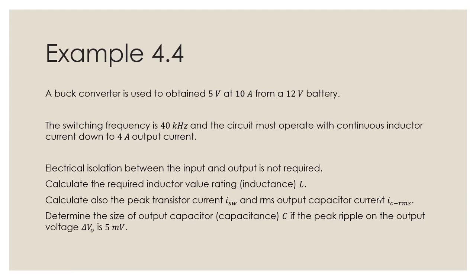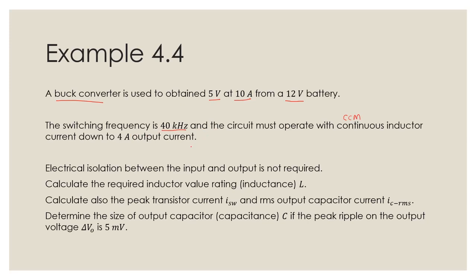Example 4.4. Here's one more example for the buck converter. We want an output of 5 volts at 10 amperes from a 12 volt input. The switching frequency of the switch is 40 kilohertz, and we are in CCM mode.